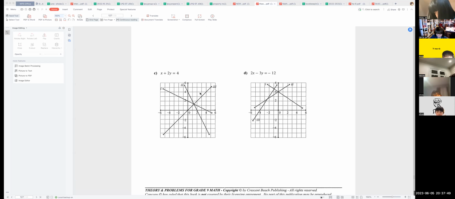x to y. 4. Divide. No. Ow, my eyes hurt. 2? I mean, it can only be I.